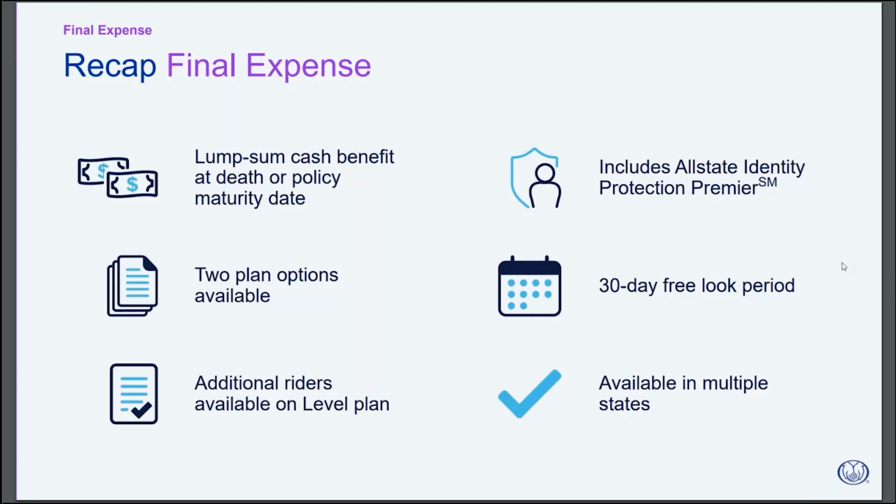So lump sum cash benefit at death or policy maturity date. Two plan options are available. Additional riders available on level plan. A big standout there includes the Allstate Identity Protection Premier. So again, that's a really good piece. 30-day free look back period. I'm going to get more on that. I just want to know a little bit more about that. And if you guys have any questions or if I didn't cover something, let me just say this, available in multiple states. So we did go over what states it was available in.